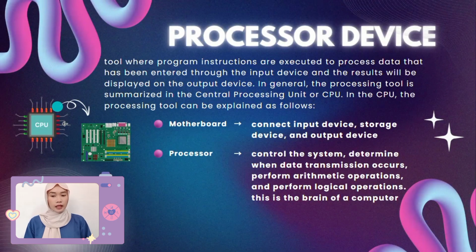So inside of the CPU, it consists of many components like this. The name of this component is motherboard. The main function of motherboard is to connect input device, storage device, and output device. The component processor is used to control the system, determine when data transmissions occur, perform arithmetic operations, and perform logical operations. So the processor is the brain of a computer.